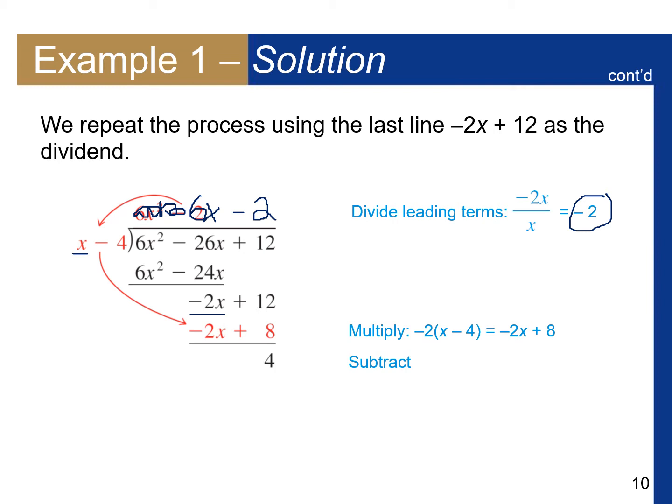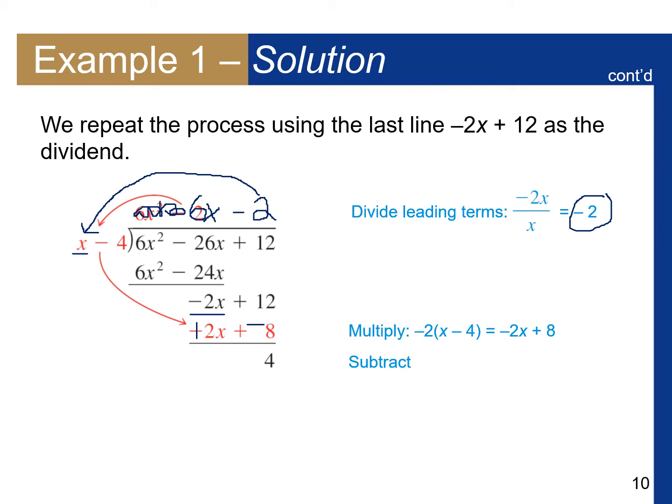All right, so now I multiply this 2 again through this little binomial. So I'm going to take negative 2 because I have a minus here. So negative 2 times x minus 4, and I will get negative 2x plus 8. Now, as before, after you multiply, when you divide, then you have to subtract. So we're going to need to change these signs. And when I change these signs, these two will cancel out, and it'll leave me with my remainder of 4.